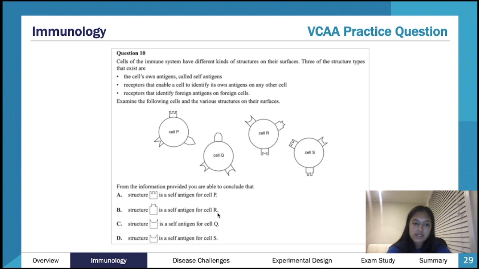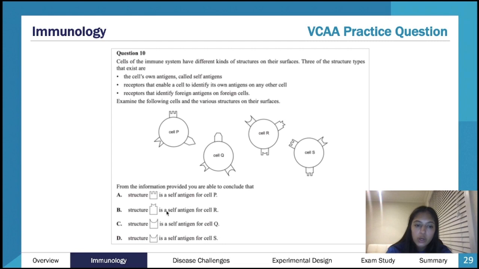So if we go to cell P, this fits into that. So this must be the receptor and the self antigen. So this will be the foreign one. So therefore A can't be right. B, so cell R, this fits into this. So this must be your self antigen and your receptor. This is your foreign one. Oh yeah, that's looking pretty right.